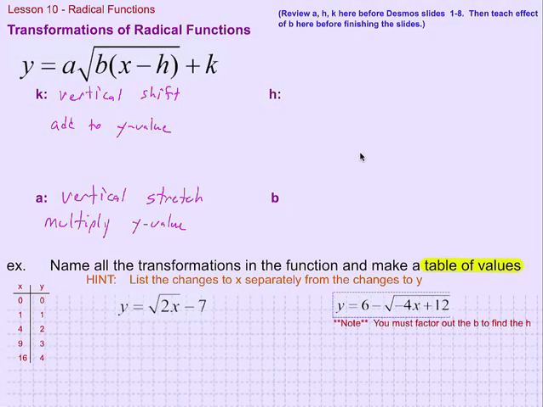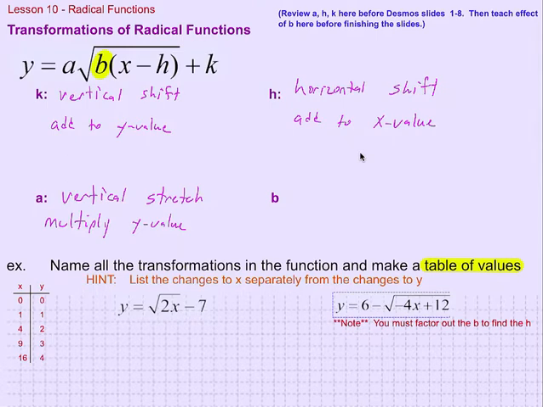The h we've also seen before. That is the horizontal shift. And that's also adding or subtracting, but this time we do it to the x value. So far, all of this is familiar from what we've seen previously. But then there's the b. This is new. We didn't see this last unit, that b.